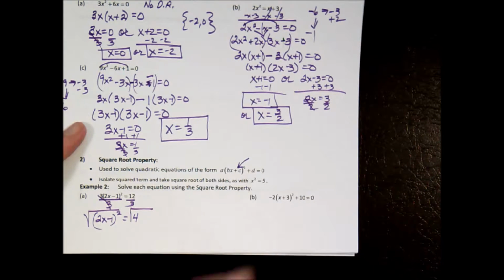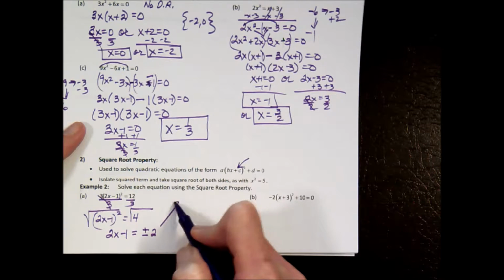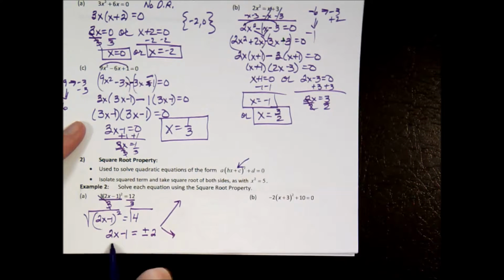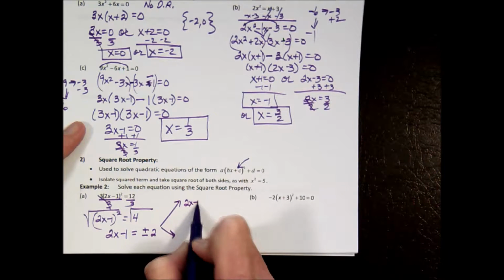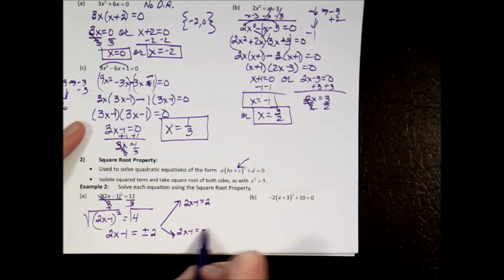But what you have to remember is the square root of anything squared is just that thing, but the square root of positive 4 is plus or minus 2. So this is when you have to split. You say 2x minus 1 equals positive 2, or 2x minus 1 equals negative 2. And you have to do two different equations.